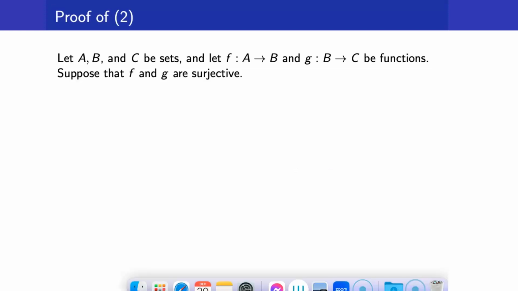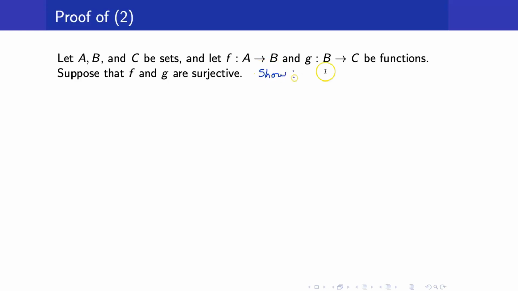Let us prove part 2. That is, when two functions are surjective, we want to show that G circle F is surjective as well. Let us first recall the definition of a surjective function, but we will apply it to G circle F. What is the meaning of G circle F is surjective?